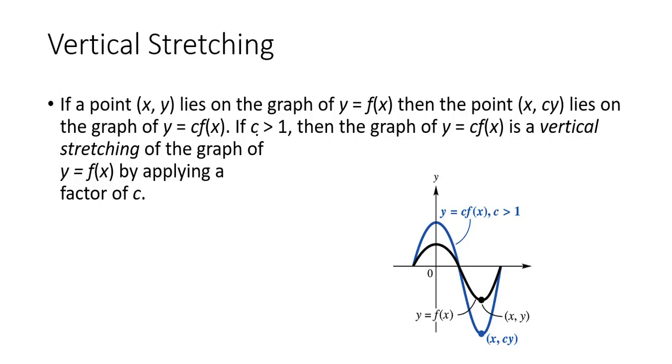Now if this constant c is greater than 1, then the graph of y is equal to that factor c times f of x is a vertical stretching of the graph of y is equal to f of x by applying a factor of c. So once again, if I have a graph y is equal to f of x, and you want to see how the graph of y is equal to some factor c times f of x would look like. If c is greater than 1, like if you have 2 times that function or 3 times that function, then the same graph of f of x would get stretched vertically like you see here.